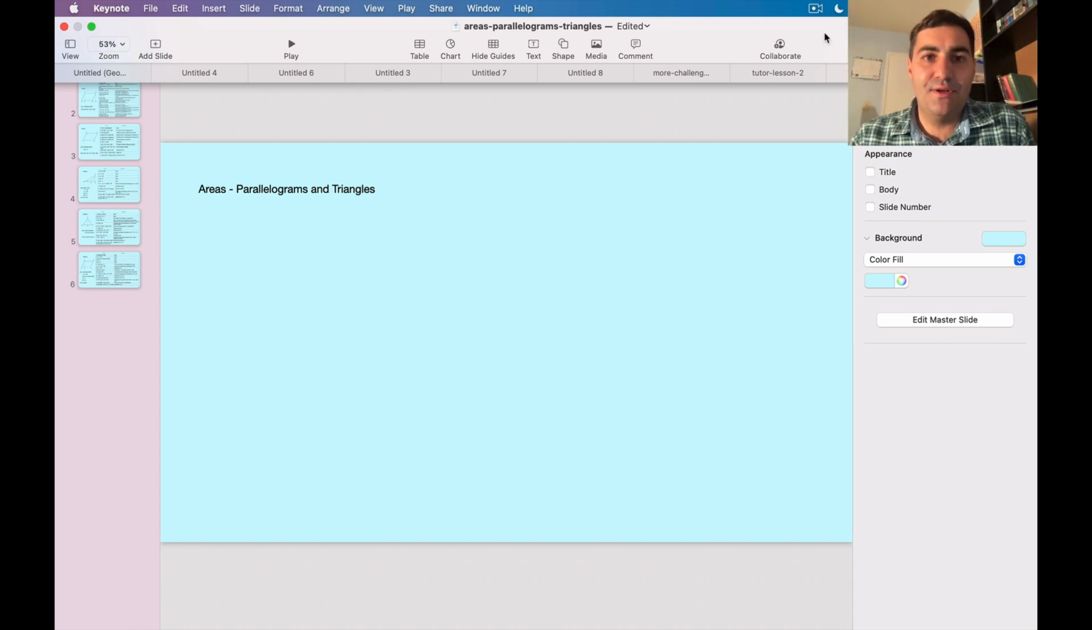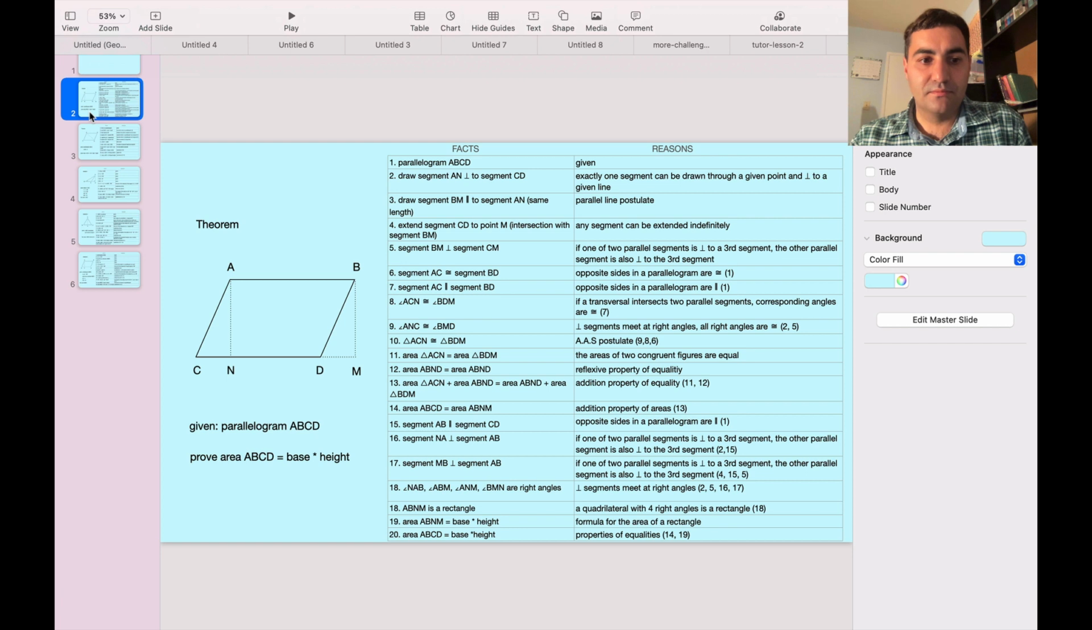I'd like to do a tutorial on areas in parallelograms and in triangles. So let's start off with our first theorem. Given parallelogram ABCD, prove that the area of ABCD equals base times height.